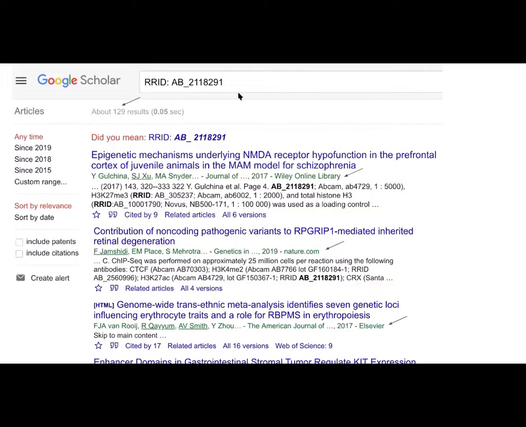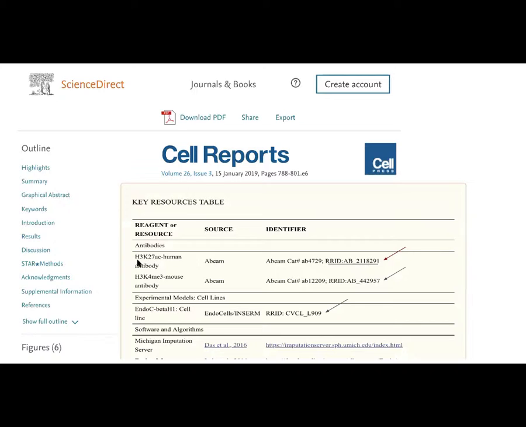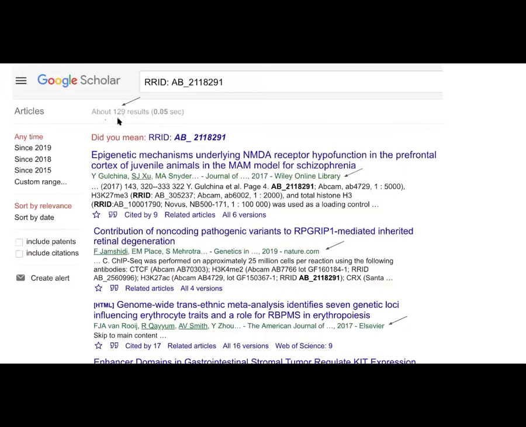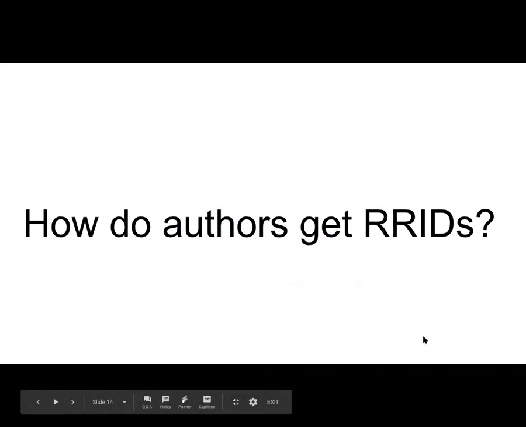If you go to Google Scholar with nothing but that number, you can actually start to see the other journals and the other authors that have published with this particular antibody. In this case, in that particular paper, this particular human antibody from Abcam was being used in 129 other publications. You can see those here spread across all different journals: this is from Wiley, this is from Nature, and this is another Elsevier journal.